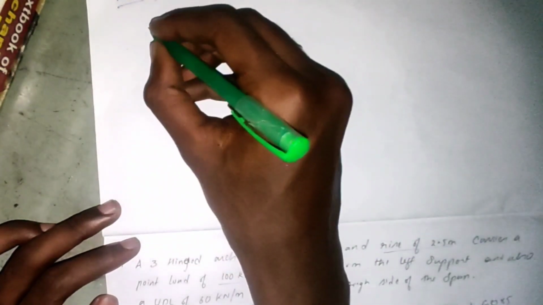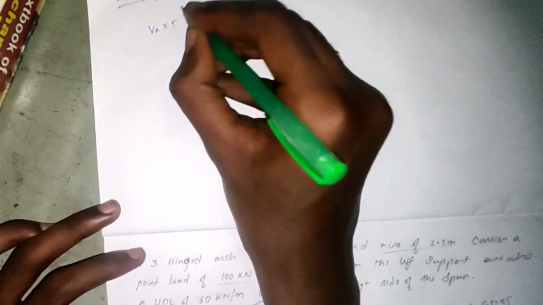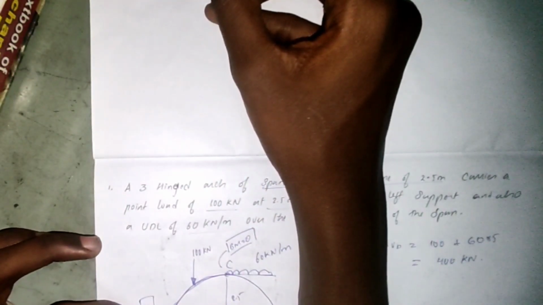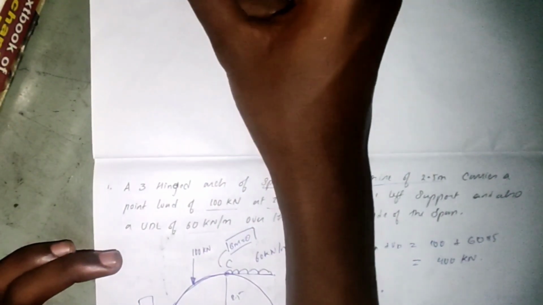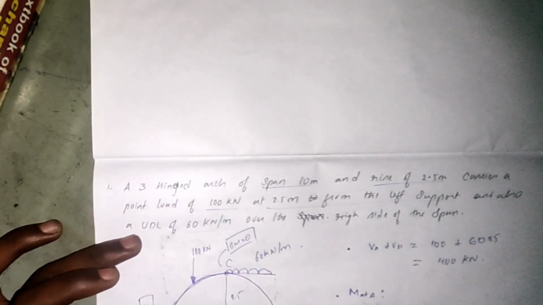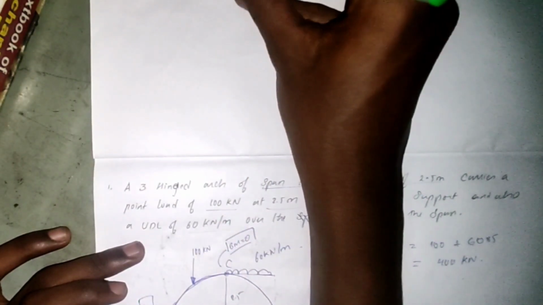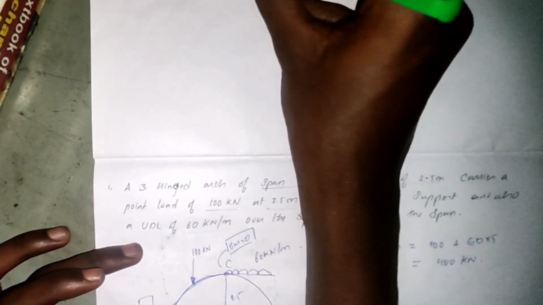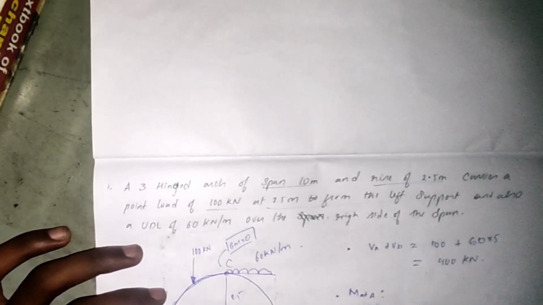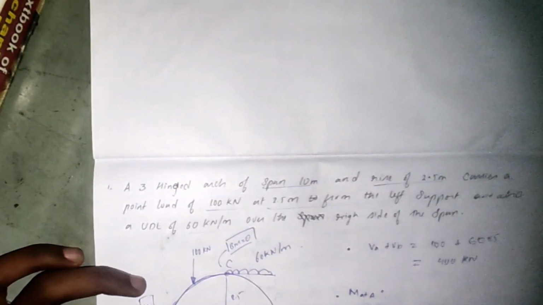So VA into 5, from C we have 5 meters right distance. So VA is equal to H into H, which is 2.5 meters apart. 2.5 plus 100. 100 is acting 2.5 right from here. So this will be 2.5 also.